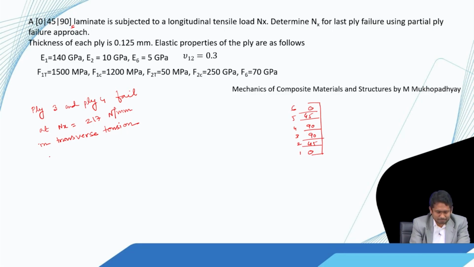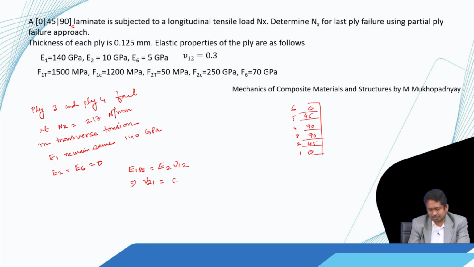So, E 1 remains same, that is 140 GPa, whereas E 2 and E 6 becomes 0. Now, we know that E 1 into nu 2 1 is equal to E 2 into nu 1 2, and here E 2 is equal to 0. So, that tells me that nu 2 1 is equal to 0, because E 2 is equal to 0.